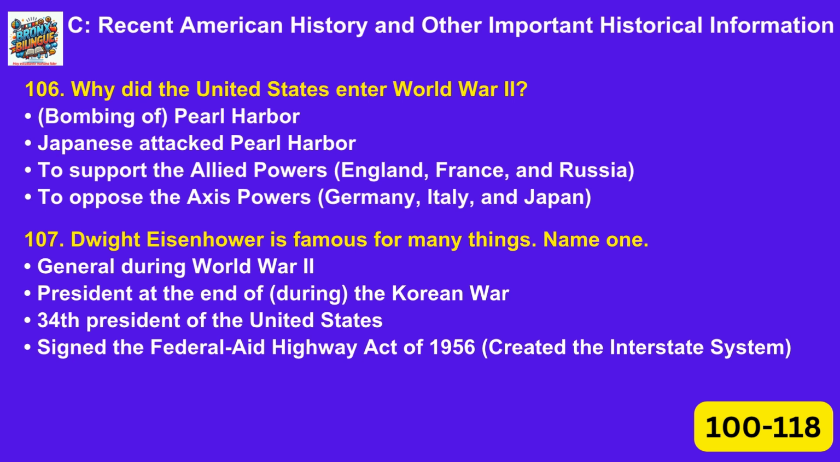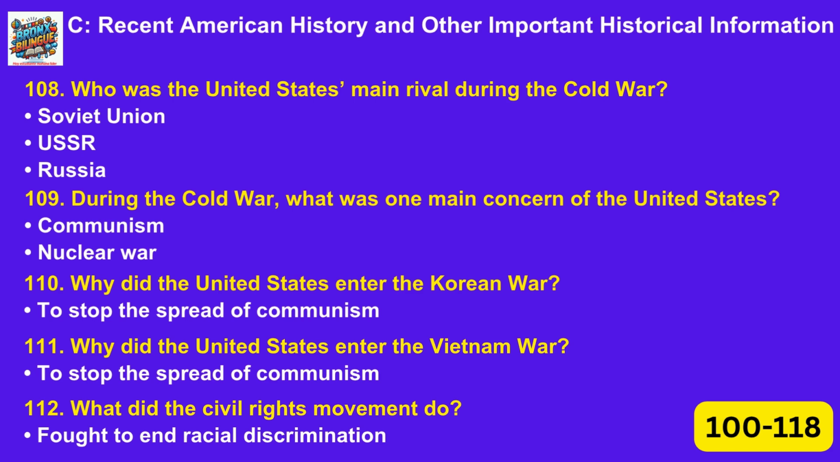107. Dwight Eisenhower is famous for many things. Name one. General during World War II. President at the end of the Korean War. 34th President of the United States. Signed the Federal Aid Highway Act of 1956. 108. Who was the United States' main rival during the Cold War? Soviet Union, USSR, Russia. 109. During the Cold War, what was one main concern of the United States? Communism, nuclear war.